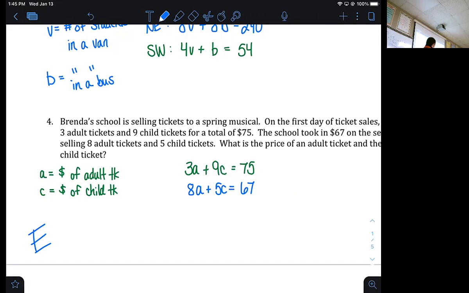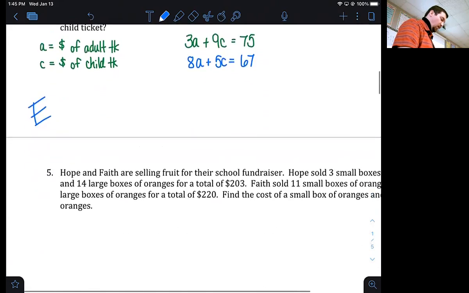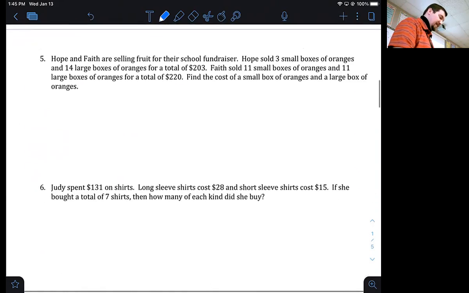Like if I times this by 8 and times that by -3, my A's will line up. If I times this by -5 and I times this by 9, now my C's will line up. And so I can then eliminate and then I can plug in and find my other variables. So I'll let you guys finish number 4. Flip the worksheet over. Let's look at number 5.